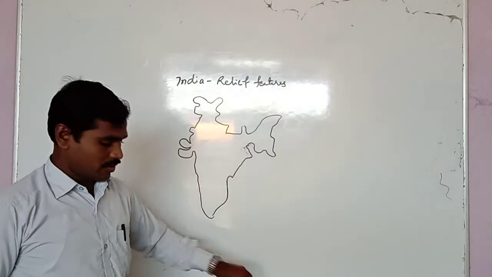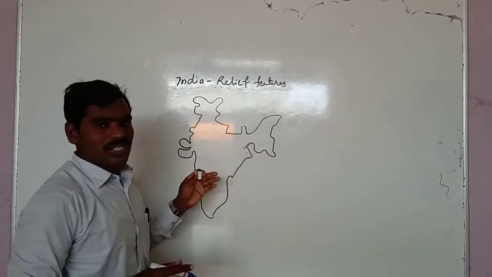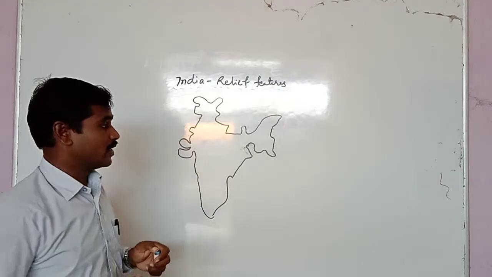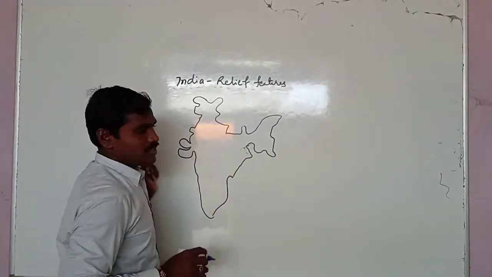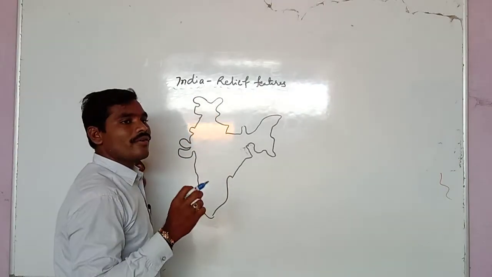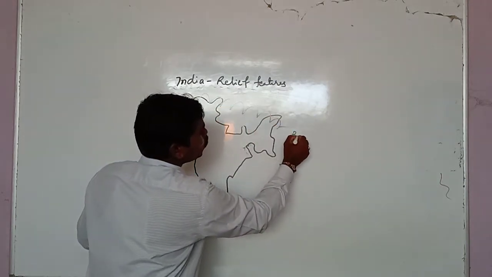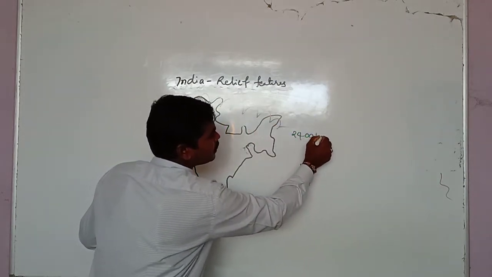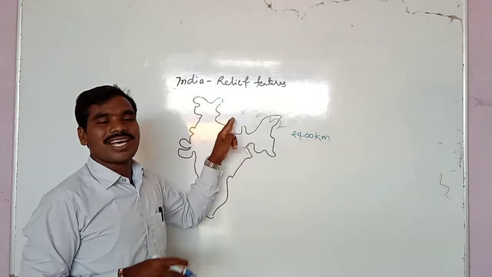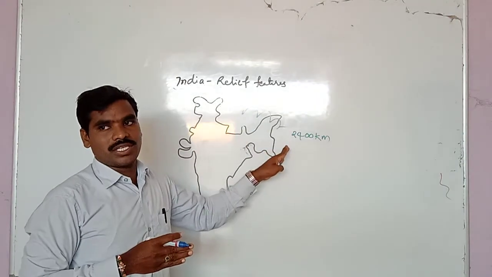So now on this map, our relief features which we have discussed up to now, where are those relief features located? First of all, the Himalayas. The Himalayas are located in the northern part of our India, nearly 2,400 kilometers. The Himalayas extend from Kashmir to Arunachal Pradesh.